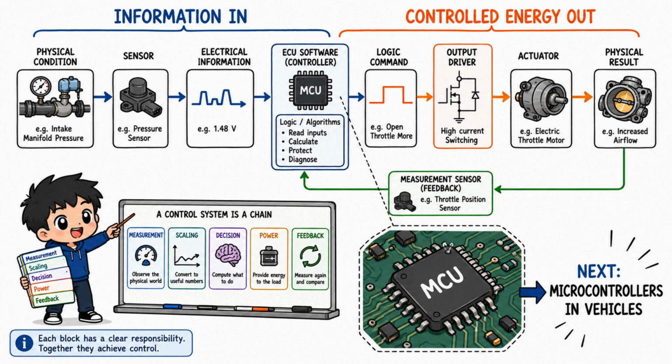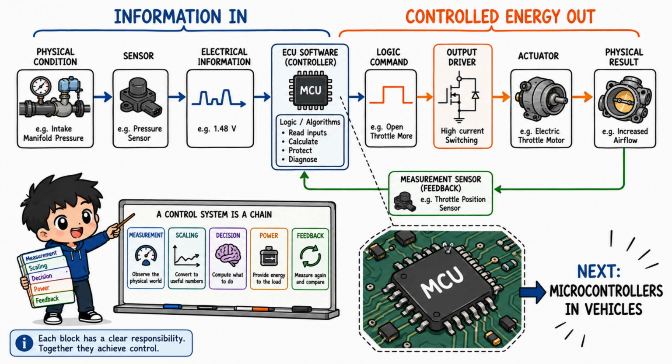Return to the accelerator pedal. The pedal sensor expresses driver intention. The controller calculates a target. The actuator moves the throttle. The position sensor verifies the result. Information travels inward, controlled energy travels outward, and feedback connects the physical world back to software.